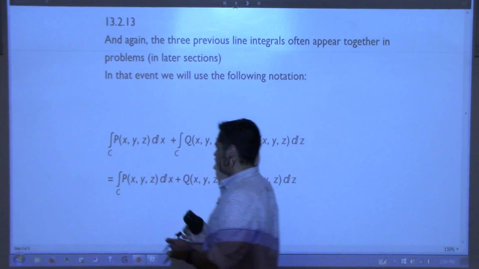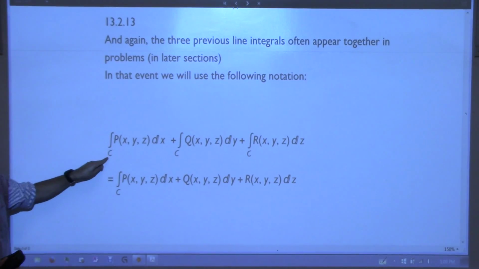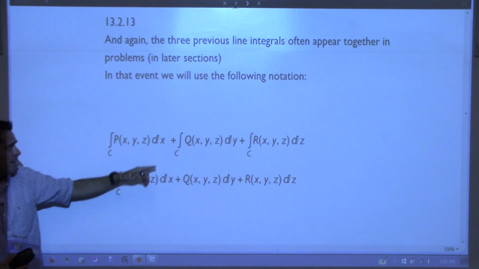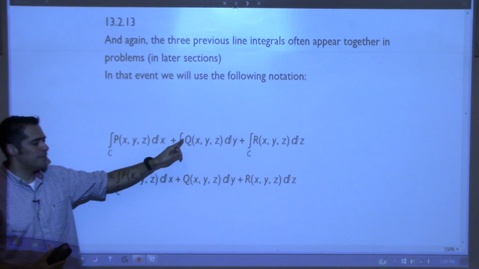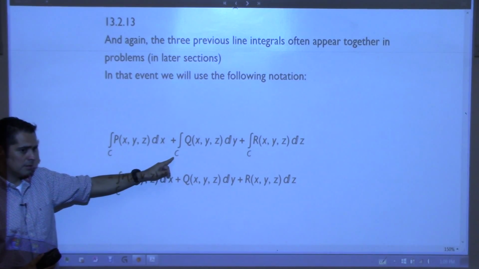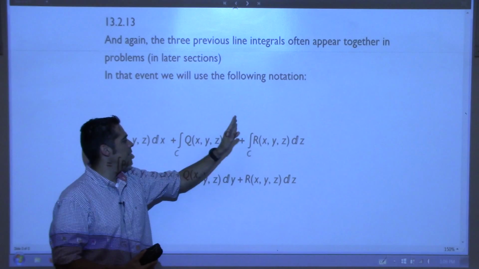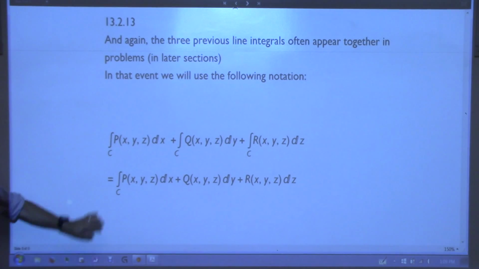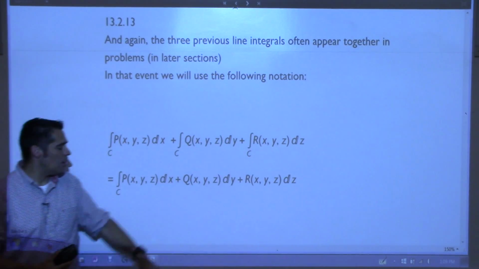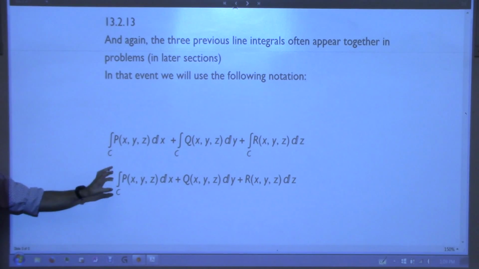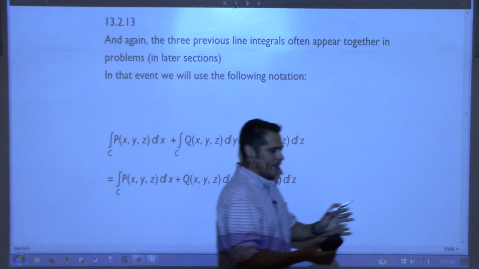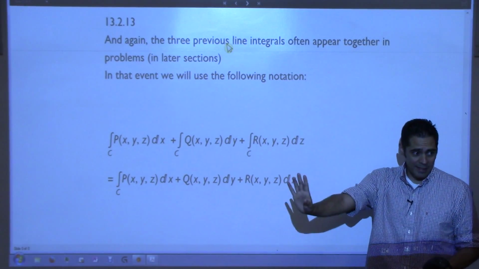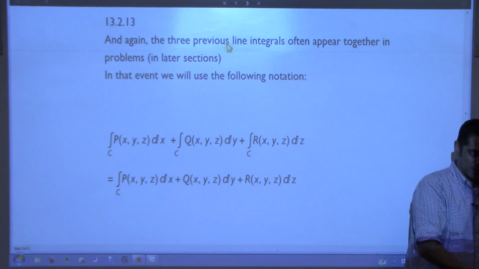So what we're going to have is a line integral of the scalar function P along C with respect to x, plus another line integral of the scalar function Q along the curve C with respect to y, and then the R function along C with respect to z. And that's the notation. Instead of writing three integrals, since they're all going along C, we just write one integral and all of them together. So right now we don't know why this is going to have value to us, but it will be useful later for us to do integrals with respect to x, y, and z separately instead of with respect to arc length.